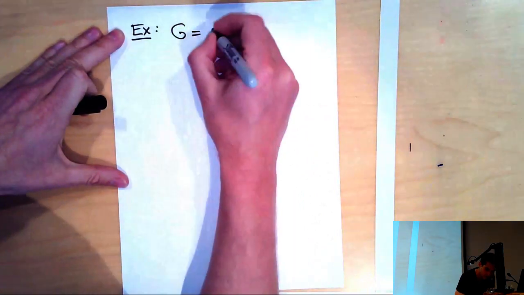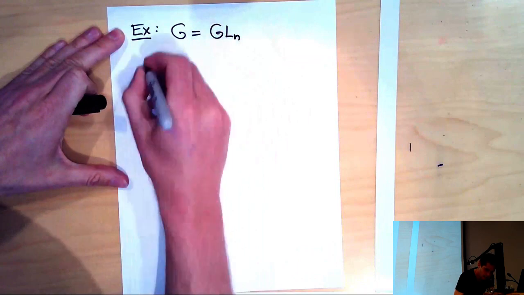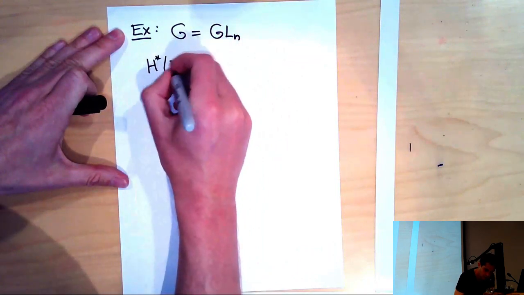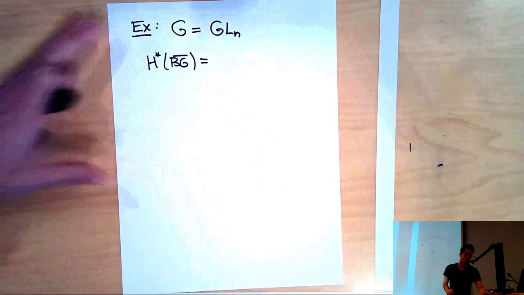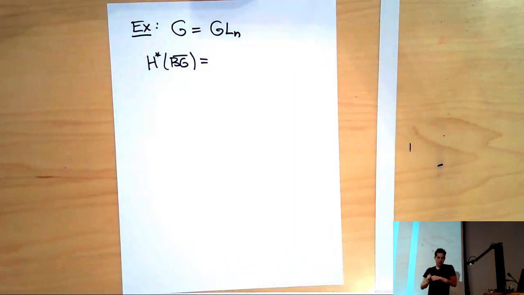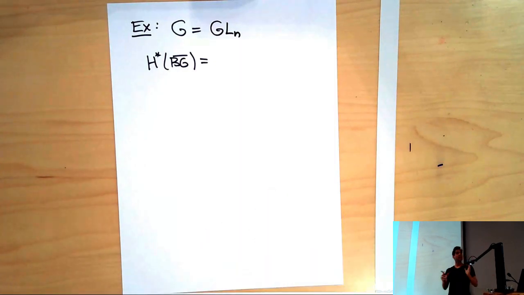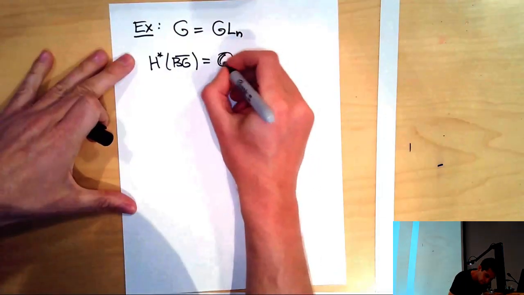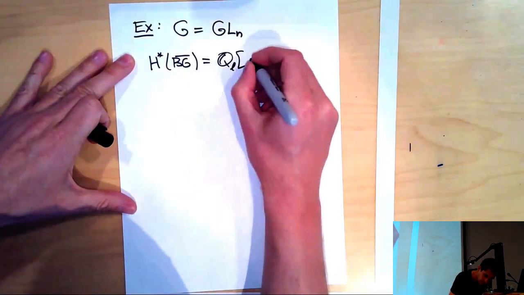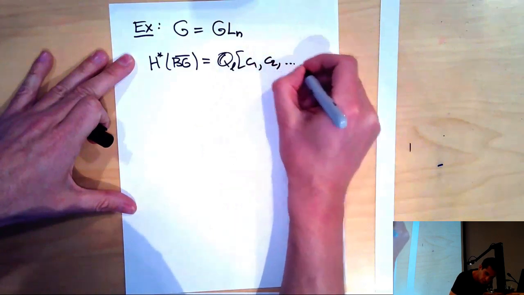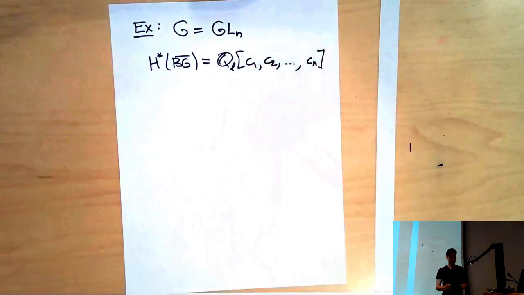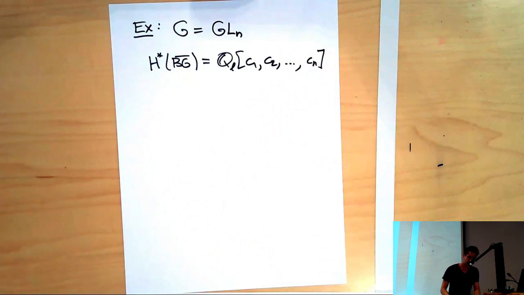So example, take G to be GL_n. In that case, the cohomology ring of BG, well, first, what is BG in this case? BG is the classifying stack for vector bundles of rank n. And the cohomology ring looks like a polynomial ring on generators in degree 2, 4, 6, and so forth, up to 2n. Those generators can be identified with the Chern classes of the universal vector bundle of rank n. It's a polynomial ring on generators c_1, c_2 through c_n.